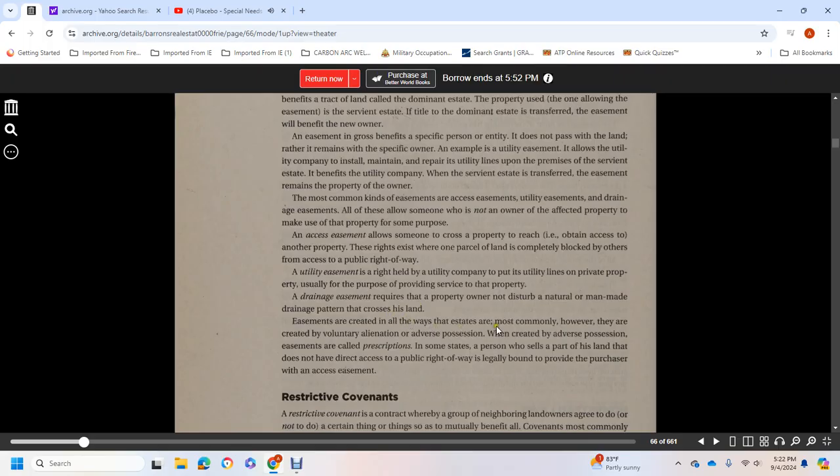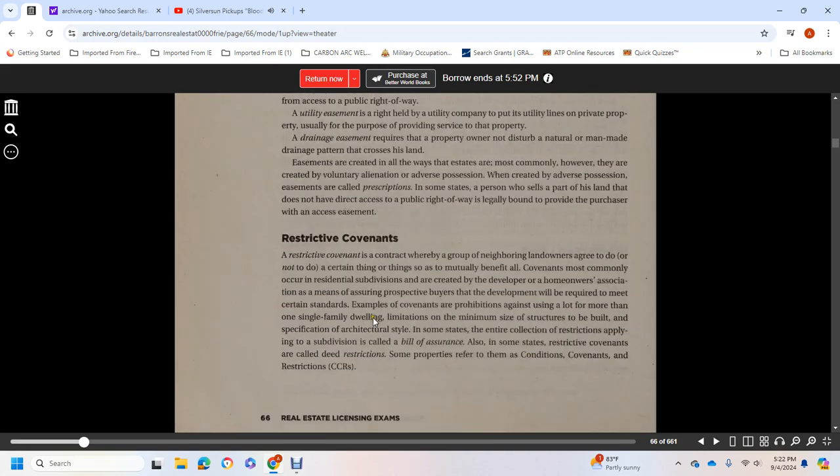Easements created in this way are the most common, however, they are created by voluntary alienation, versus possession, which creates easements with adverse possession. Those easements are called prescriptive easements. Sometimes, in some states, a person who sells a part of his land that does not have direct access to a public right-of-way is legally bound to provide the purchaser with an access easement.